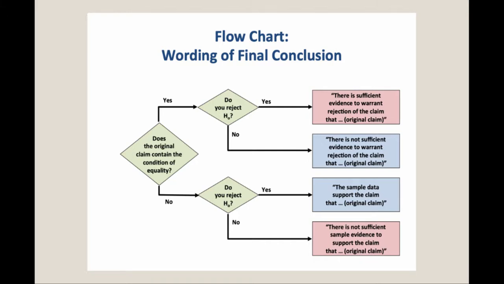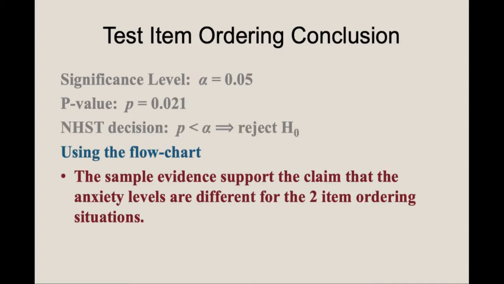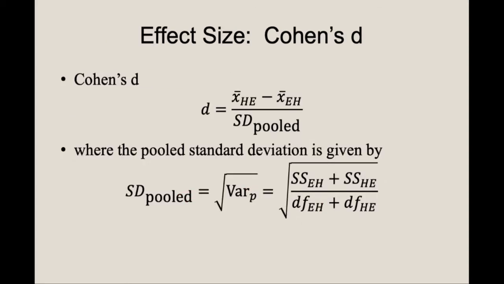We can restate this as the sample evidence supports the claim that anxiety levels are different for the two testing situations. One of the last items we need to discuss is the calculation of Cohen's effect size for two sample t-tests. Now the formula is given as the difference in the means divided by the pooled standard deviation. It's technically the difference in the means less the hypothesized difference of the means, but if we're assuming those means are equal, that difference is almost always zero. So we can essentially just take the difference of the means as the numerator.